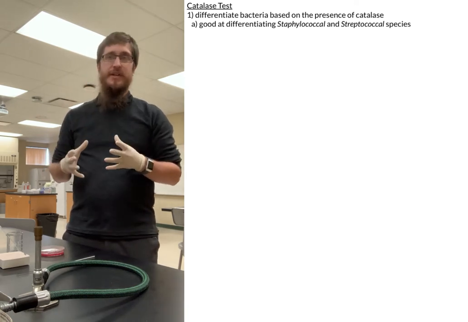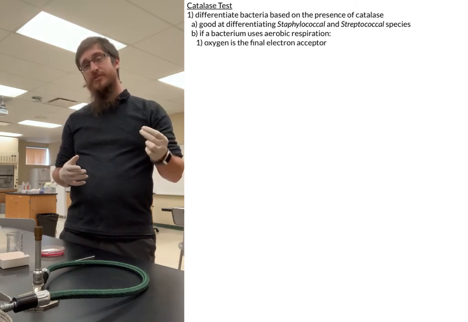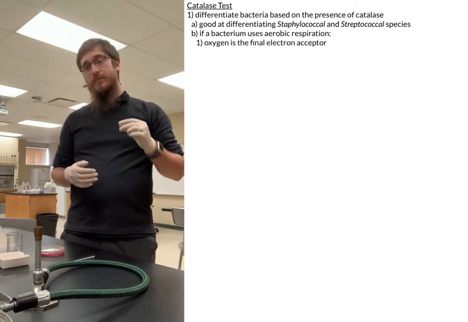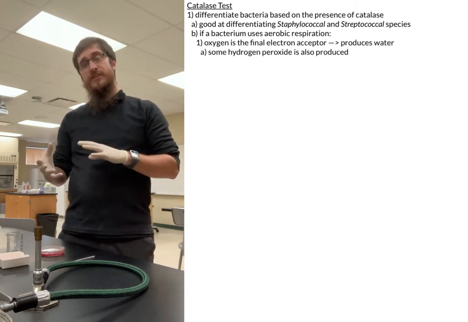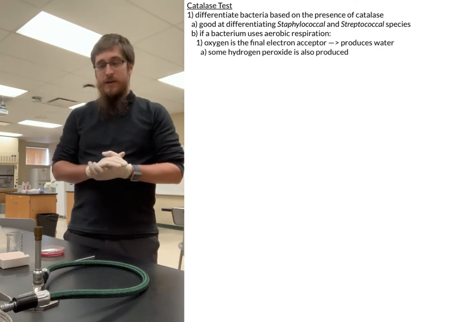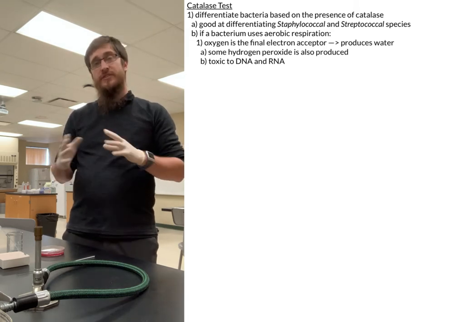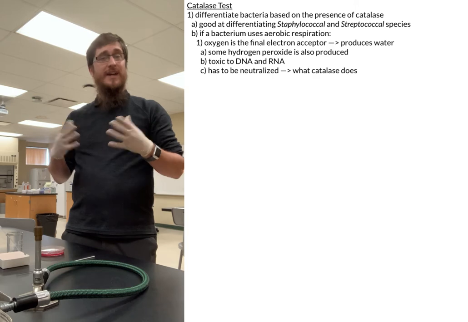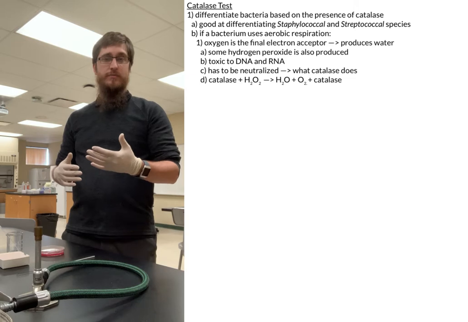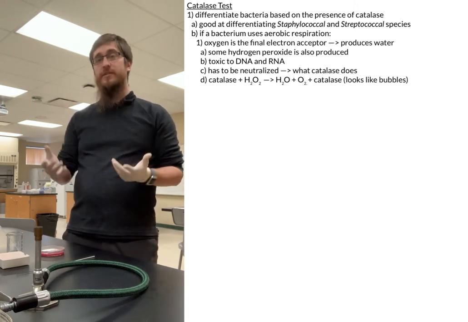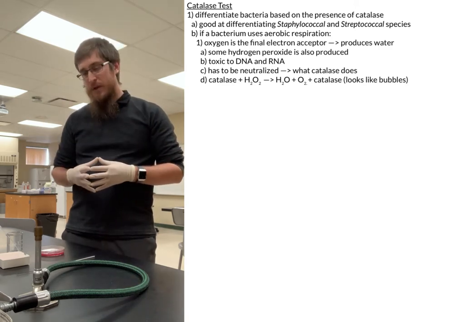The basics here is that if a bacterium utilizes aerobic respiration, it will utilize oxygen as the final electron acceptor, producing water. Along the way, though, generally hydrogen peroxide is produced as a byproduct. And hydrogen peroxide is fairly toxic to things like DNA and RNA. So the bacteria will want to neutralize it, and that's what it uses catalase for. It can basically convert hydrogen peroxide back into water and oxygen, normally forming bubbles. You might have seen that if you put hydrogen peroxide on a cut or something like that, because we have catalase as well in our body.